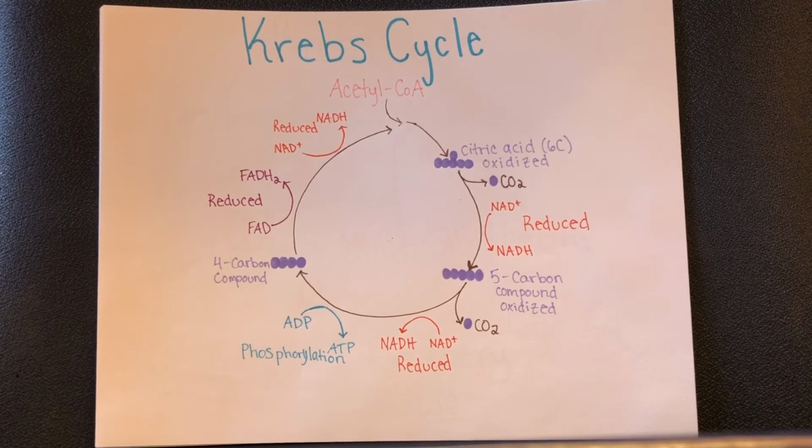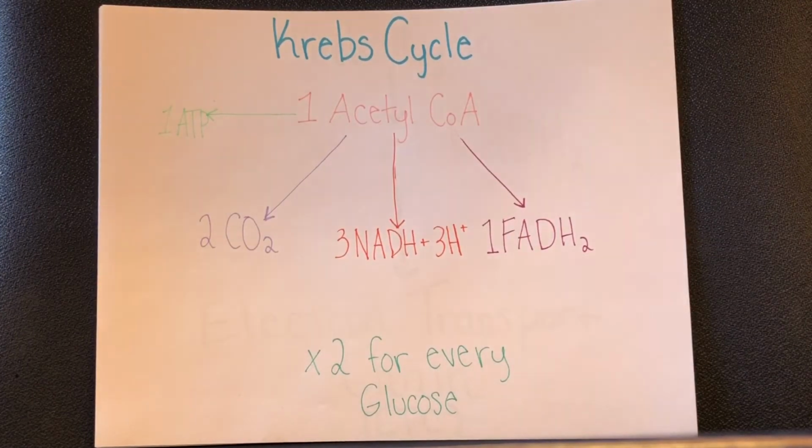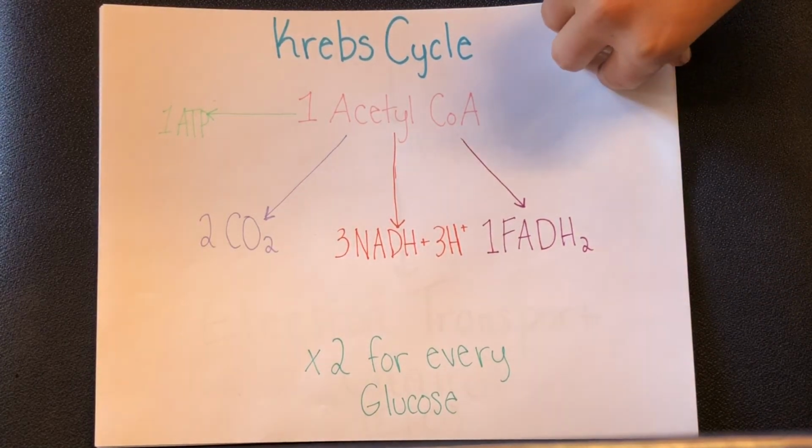The 4-carbon goes through more oxidation reactions, and FAD and NAD+ are reduced to produce FADH2 and NADH. The 4-carbon is now back in its original form and ready to combine with the next acetyl-CoA molecule. 1 acetyl-CoA molecule makes 2 CO2, 3 NADH plus H+ molecules, 1 FADH2, and 1 ATP. For every glucose molecule, these numbers double.